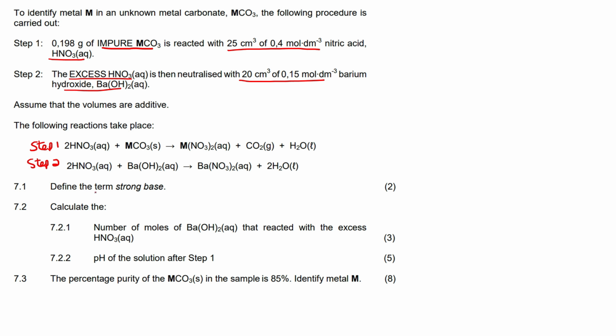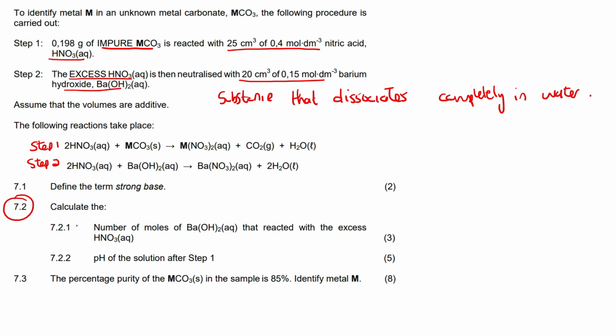Define the term strong base. So we know that acids typically like to ionize. Bases typically like to dissociate. If it's a strong acid, it ionizes completely in water. If it's a strong base, it dissociates completely in water. So we can say that it is a substance that dissociates completely in water.